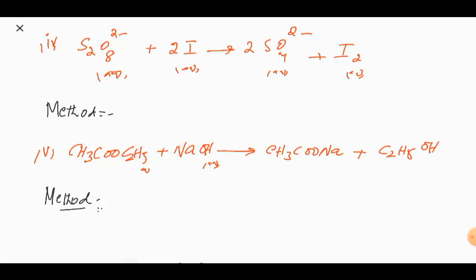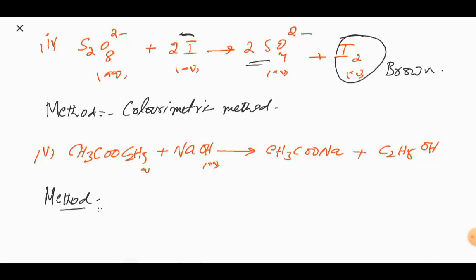The next reaction is the reaction of peroxysulfate ion with iodide ions to form sulfate ions and iodine. Iodine is brown in color. So here we can use two methods. Number one is the colorimetric method. Basically, the colorimetric method can be used here because iodine is brown in color. So with the passage of time, the intensity of the color will increase in this case. Another method we can use here is titration, because iodine can be titrated against a standard solution of sodium thiosulfate to find out its concentration at different time intervals.